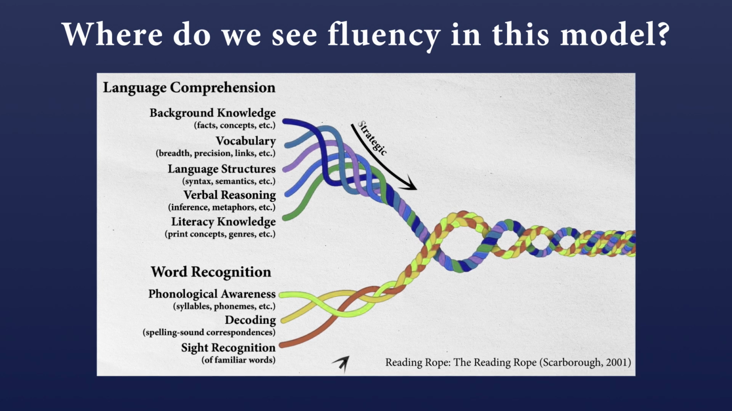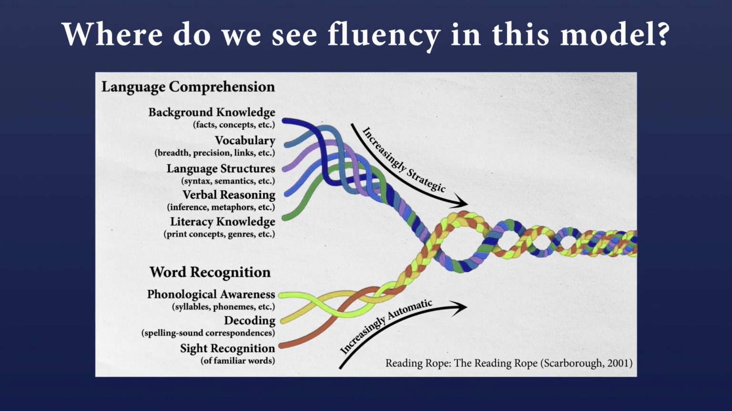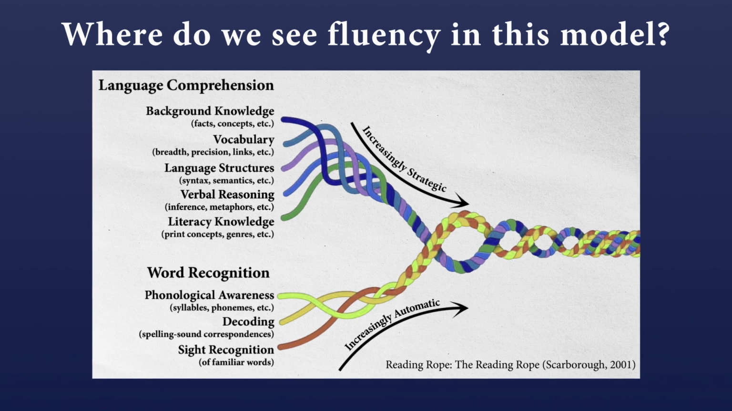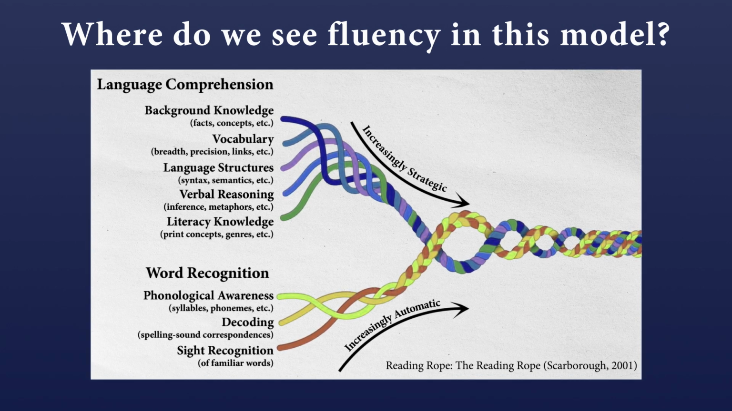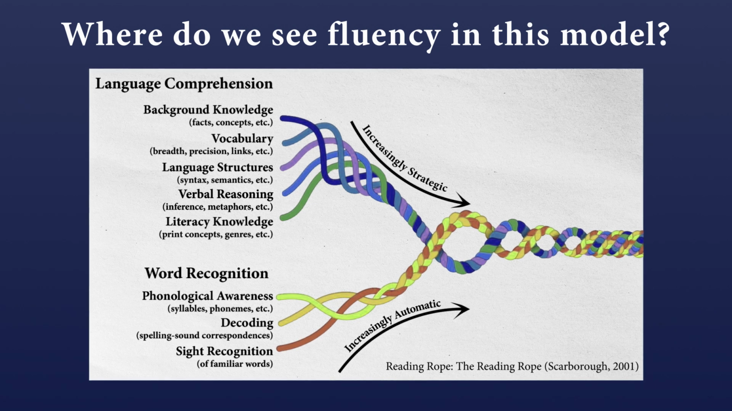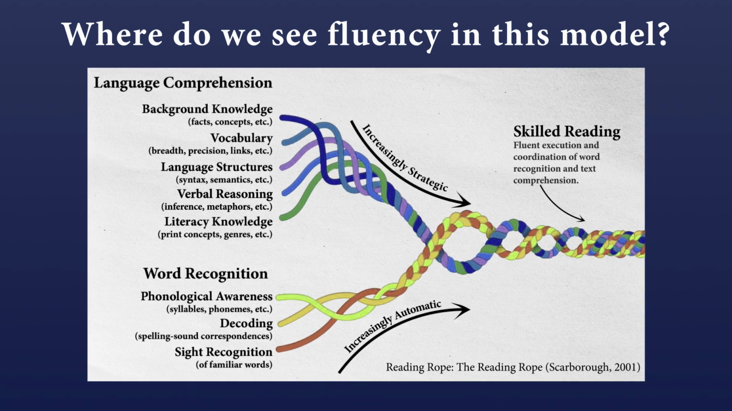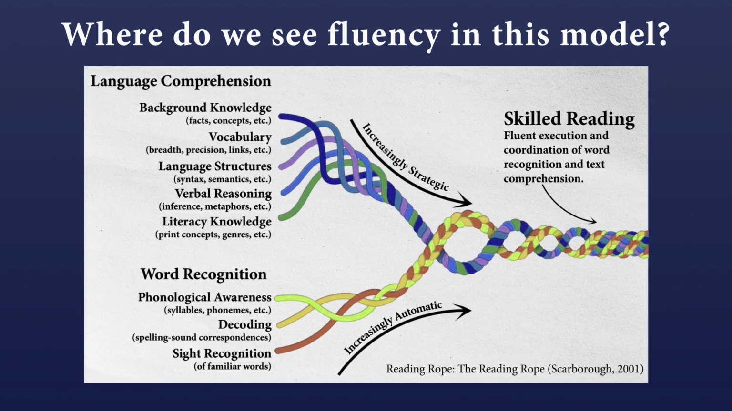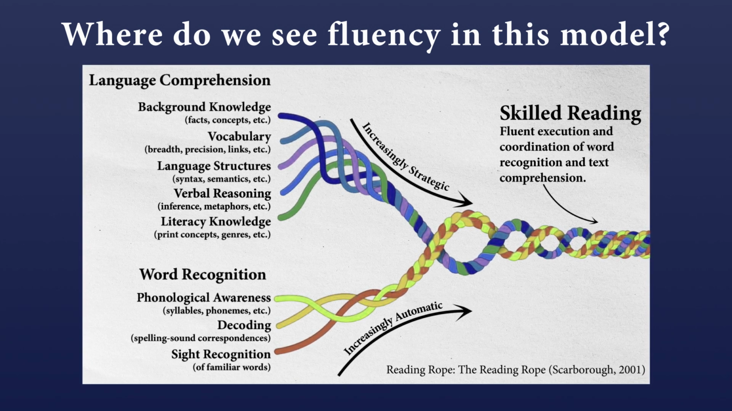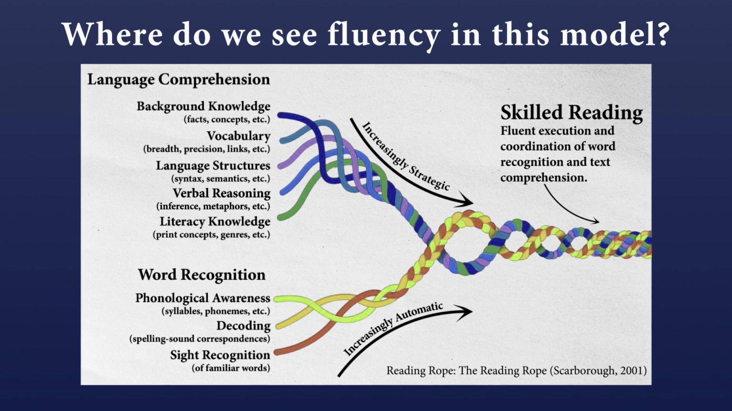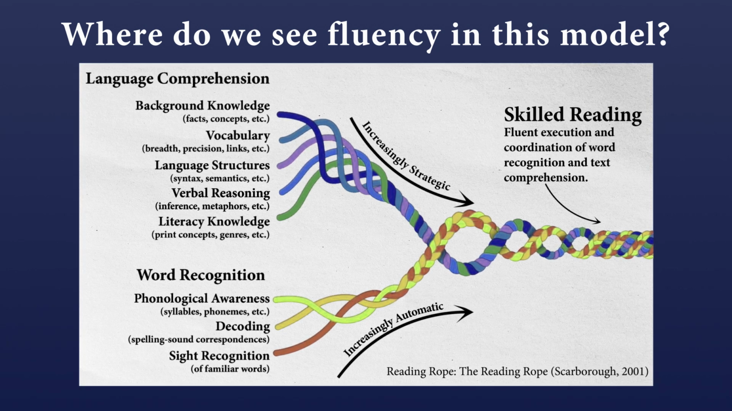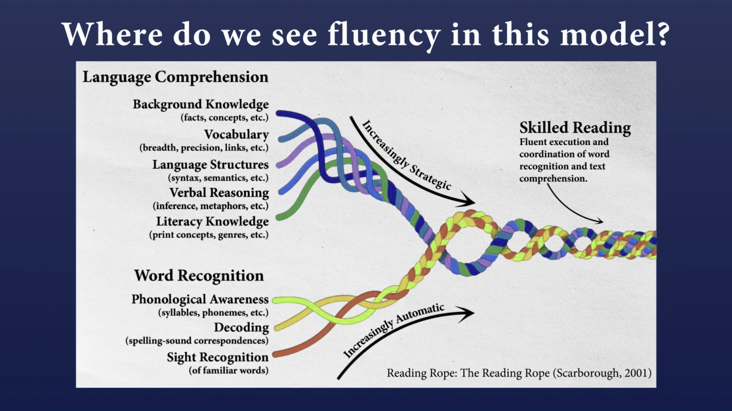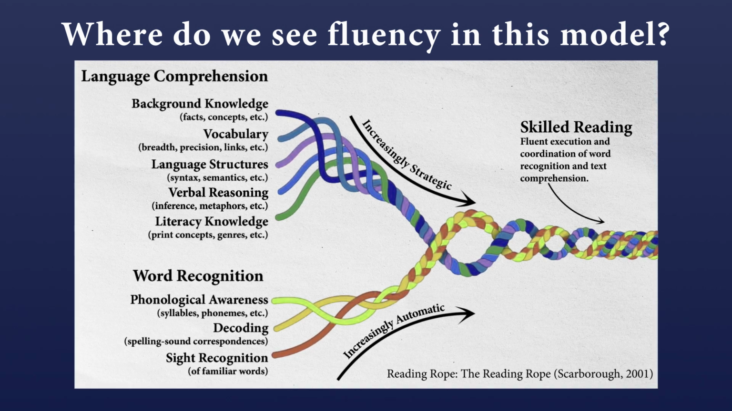As students become accurate with those isolated skills and we begin integrating them in the early stages of reading, we are moving students towards reading fluency and proficiency. The second place I see fluency in this metaphor is on the right side of the reading rope, where Dr. Scarborough defines skilled reading as the fluent execution and coordination of word recognition and text comprehension. Again, we see that reading fluency is an essential condition for comprehension and a hallmark characteristic of skilled readers.